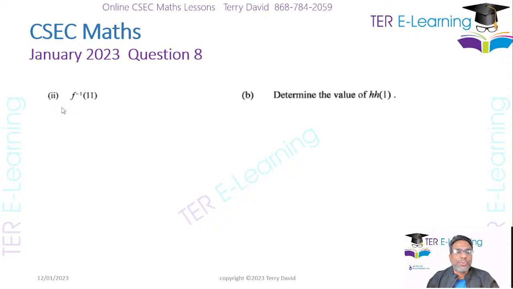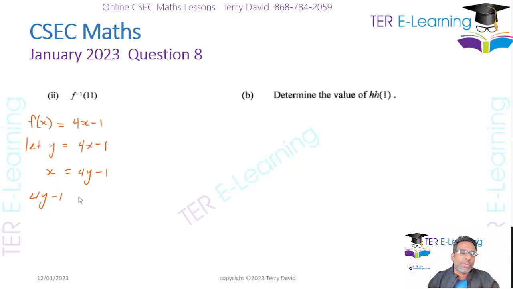The next thing we want to work out in part 2 is f inverse of 11. Now, what is f of x? f of x is equal to 4x minus 1. So what I would do is find the inverse function first and then substitute 11 into that inverse function. Step 1 is to let y equal 4x minus 1. Next, we interchange: anywhere we see y, we put x, and anywhere we see x, we put y. So this is 4y minus 1 equals x. So 4y is equal to x plus 1, and y is equal to (x plus 1) over 4.